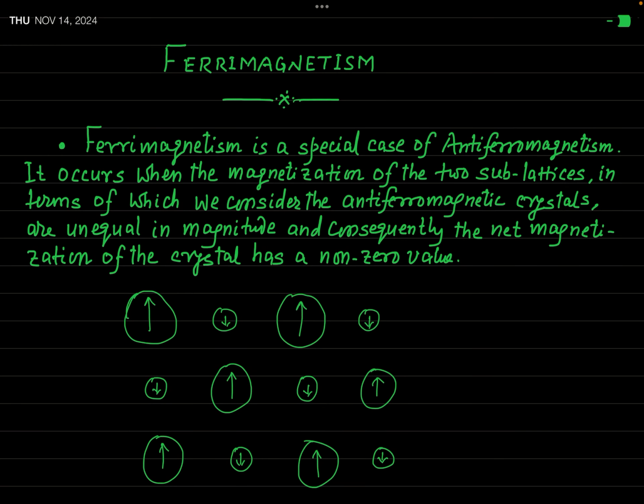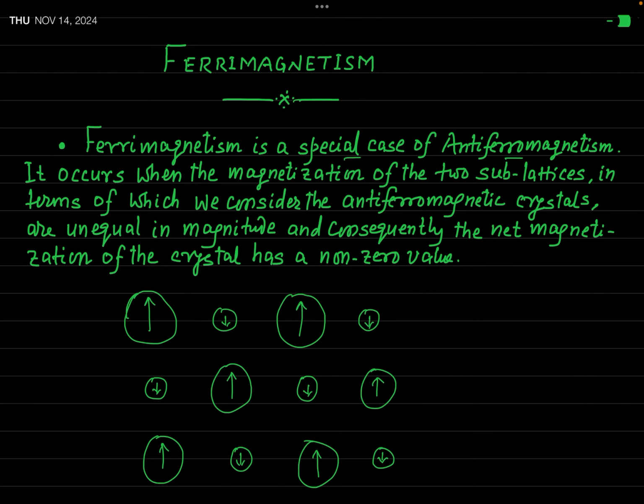In the previous lecture, we discussed in great detail, in some of the videos, the concept of antiferromagnetism. And now today we are going to start the idea of ferrimagnetism. Actually, when you talk about ferrimagnetism, you will see that this ferrimagnetism is a special case of antiferromagnetism.